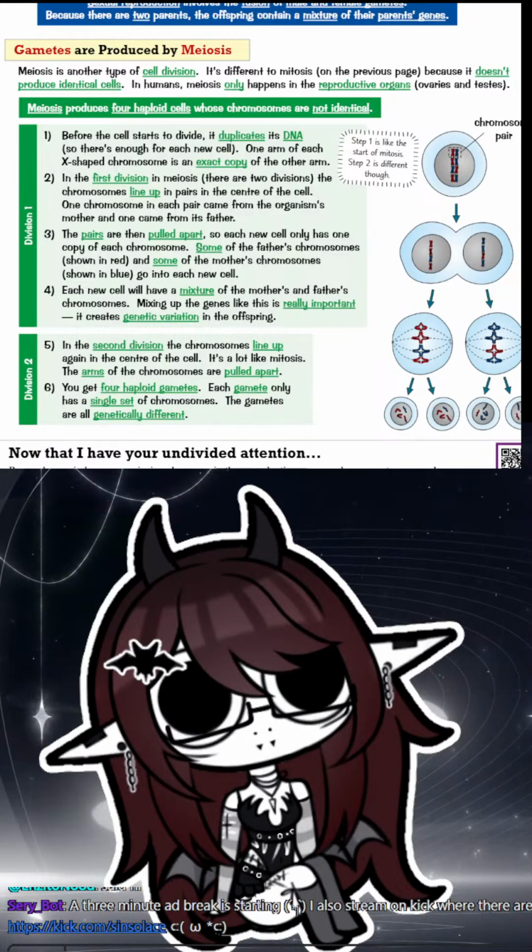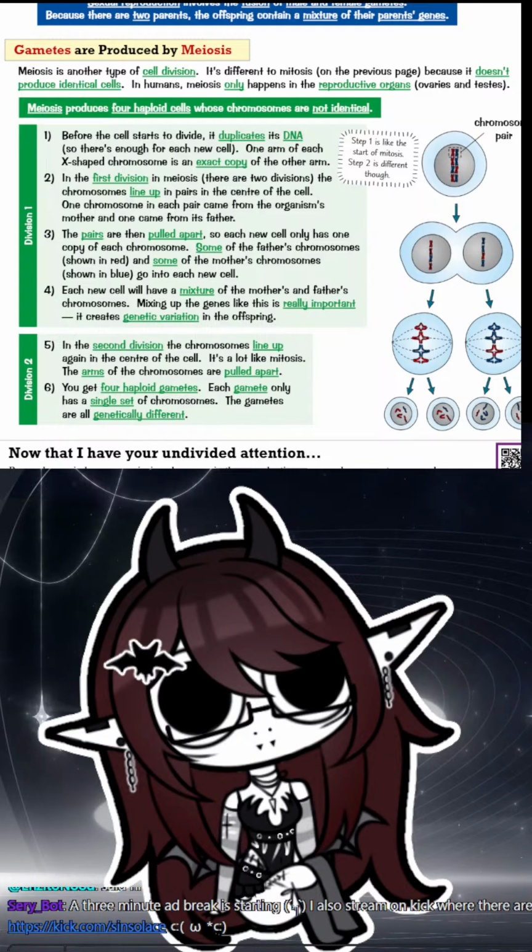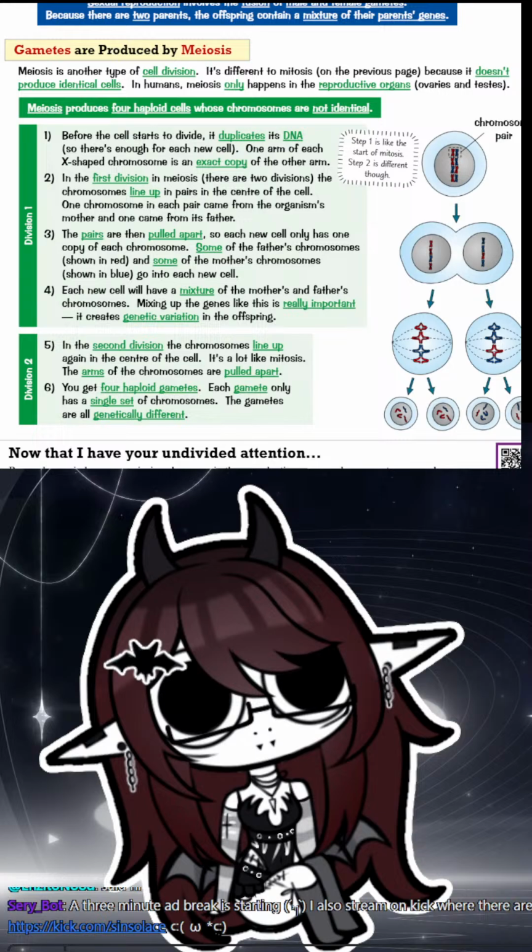Each new cell will have a mixture of the mother's and father's chromosomes. Mixing up the genes like this is really important. It creates genetic variation in the offspring. In the second division, the chromosomes line up again in the center of the cell.